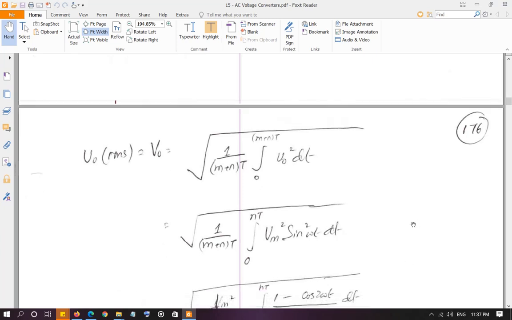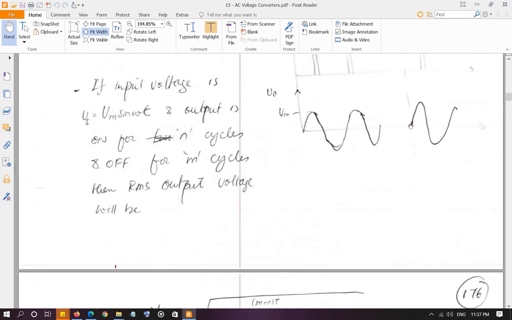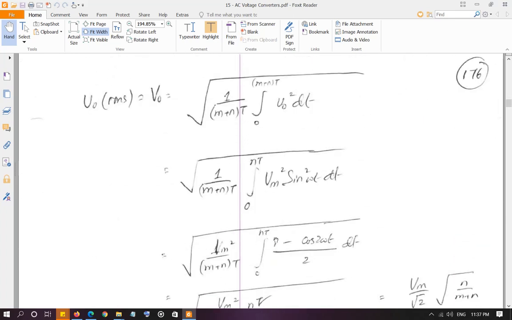I'm not going to go over each step, but the n cycles that it is on is going to be from 0 to nT, where T is the input time period. So for that much time it is on, and the total time period of the output is (m plus n)T. So this is the total time period up to here, which is n cycles plus m cycles, and the time period of one cycle is uppercase T.